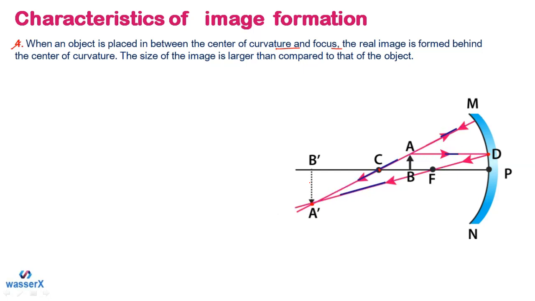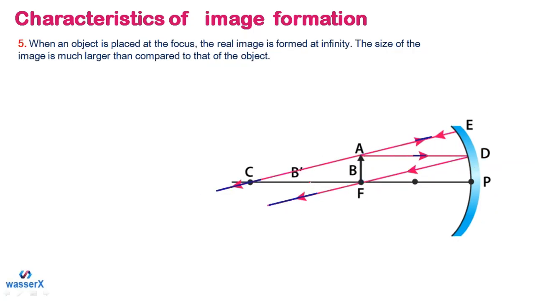So this is the first case in which we are getting the enlarged image of the object, which is B dash A dash, but again it is inverted and real. I hope this is also clear to you. Now we have the fifth one here. In this fifth one, as you can see, we have taken the object on the focus only. In the previous slide the object was between C and F, but now we have taken the object on the focus only.